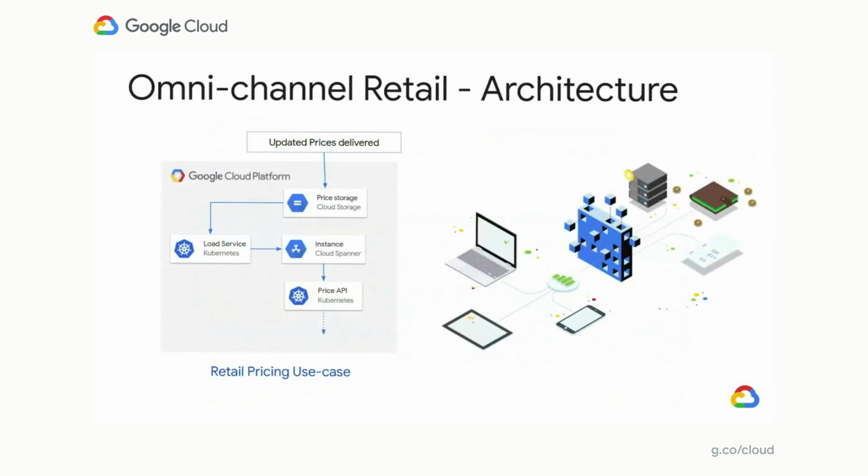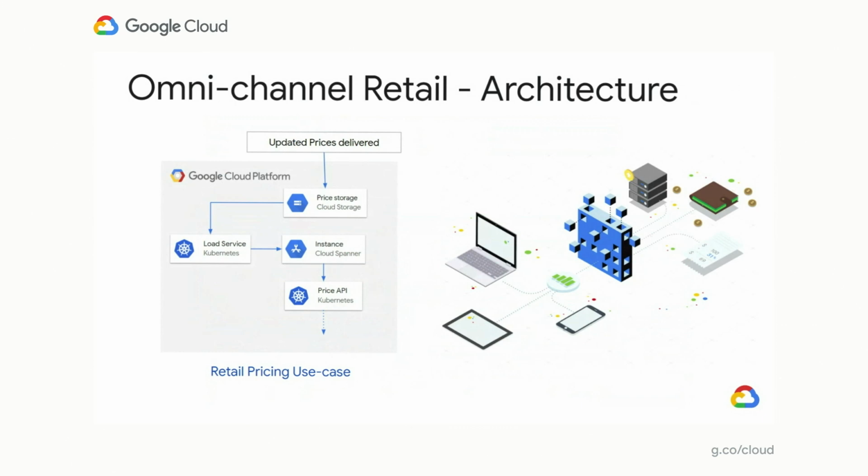Next, I'm not talking about the complete omnichannel retail architecture for this customer, but just focusing on the Spanner piece. In this case, the use case was that the omnichannel retail customer is getting updated prices delivered to GCP through an external system, both as a streaming data pipeline as well as in batches, where the data was being uploaded. And then Spanner was the database of record for all the SKUs with the updated prices.